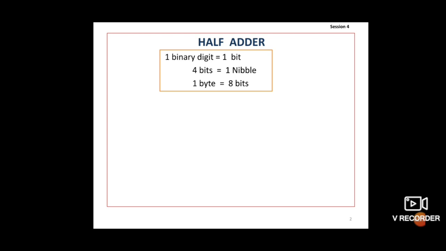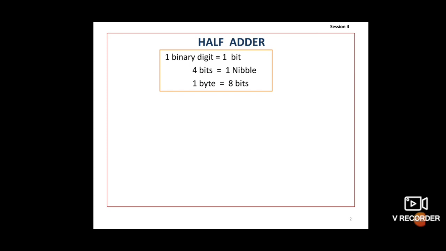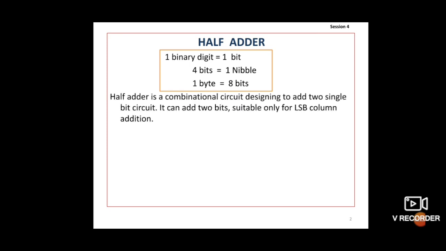Half adder performs addition on 2 single bits only. It is a combinational circuit. Combinational circuit means you can use a combination of basic or derived circuits to create a new circuit. It can add 2 bits, so it is suitable only for LSB column addition.